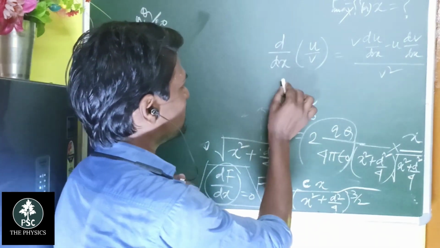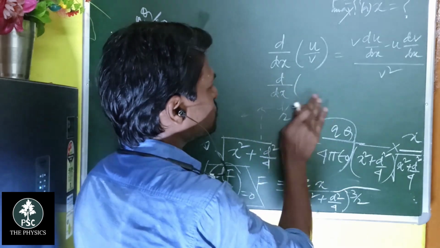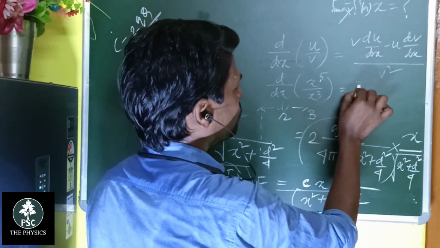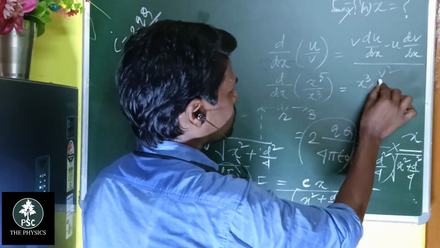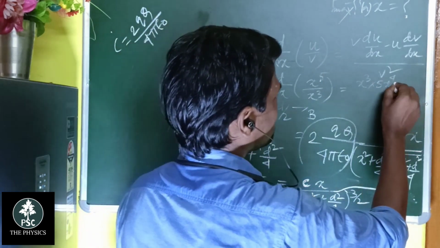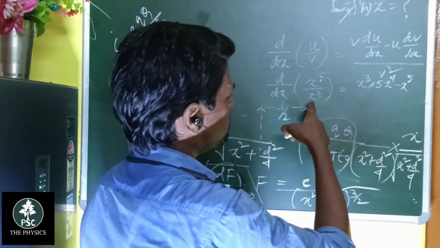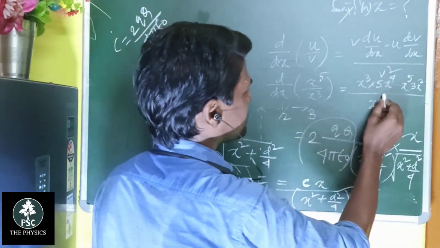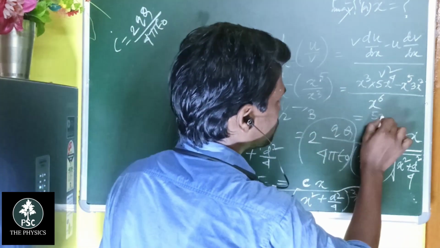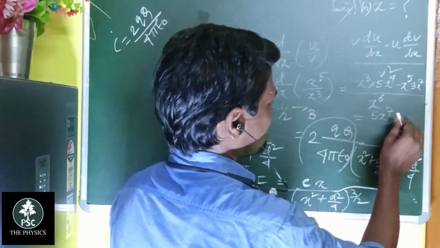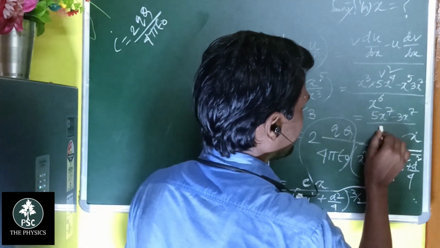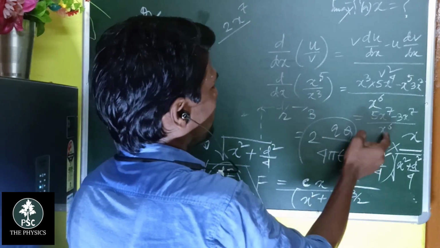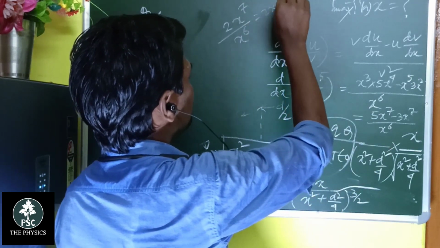And again I say, students, if d/dx of x to the power of 5 by x cubed is given, then the derivative is: v means x cubed, and d/dx of the first is 5x to the power of 4, minus u means x to the power of 5, and then you take the derivative of this one, which is 3x squared, divided by x cubed whole squared, that is x to the power of 6. So this is 5x to the power of 7 minus 3x to the power of 7 by x to the power of 6. So this is 2x to the power of 7 by x to the power of 6.